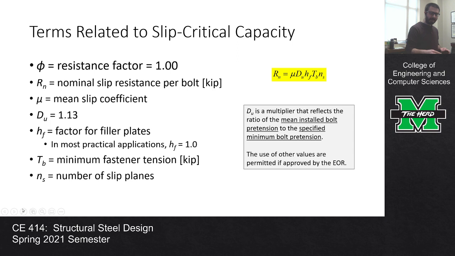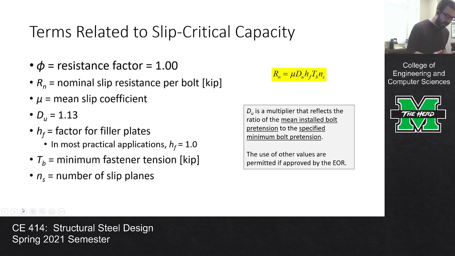Ns is the number of slip planes. More often than not, the number of slip planes is just the number of shear planes. That can change if you have filler plates in the connection, and h sub f is the factor for filler plates. But I'm going to talk about what filler plates are here in a second. Let me talk about some of these other factors so that you're aware.